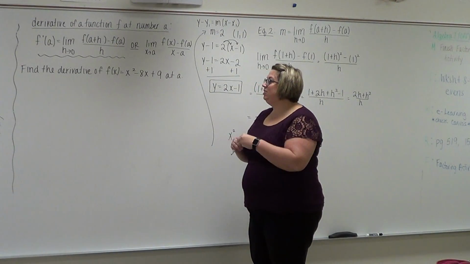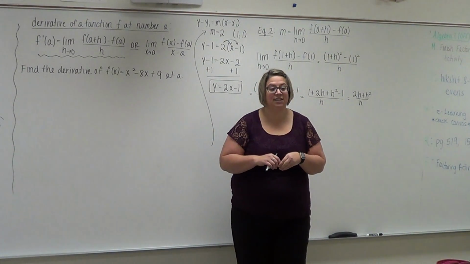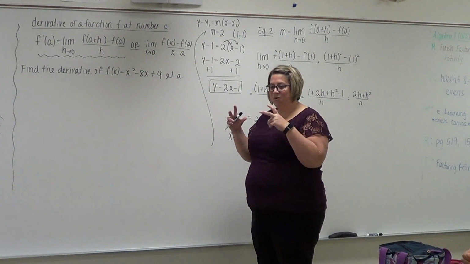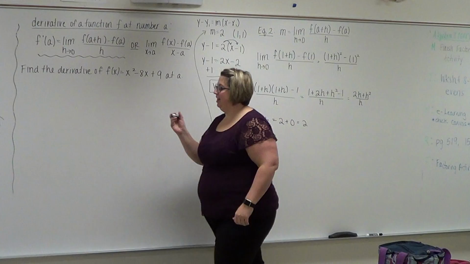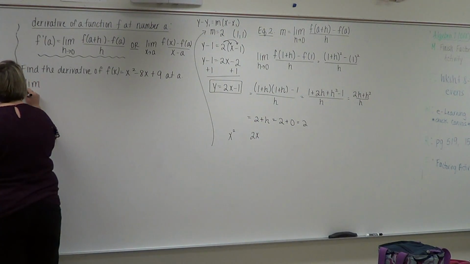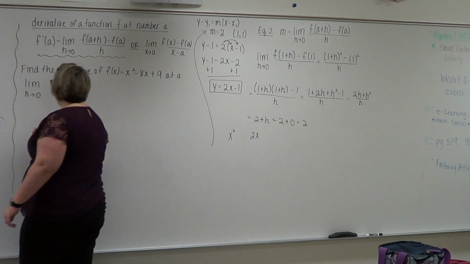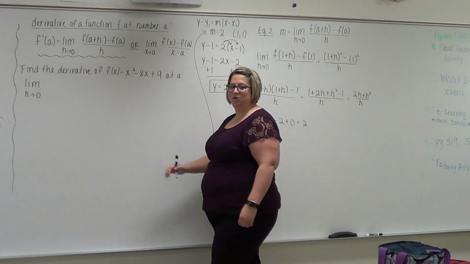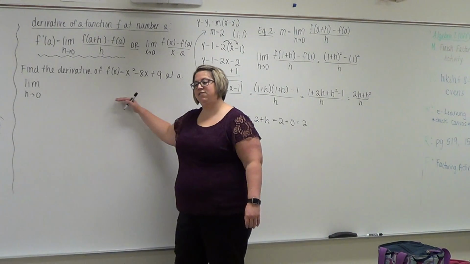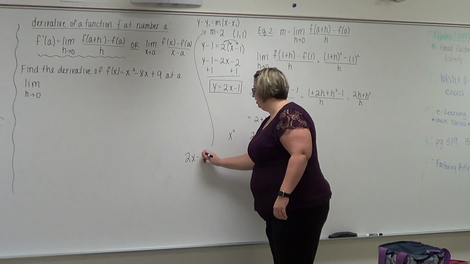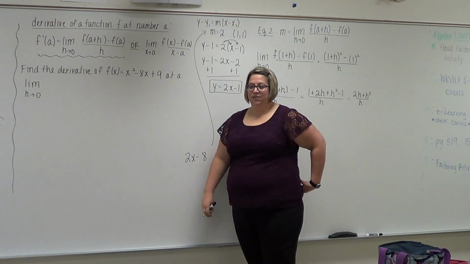Okay, so do you see how you don't have a point? It just says that point at A, so you're not given one. You're going to find the limit as h goes to 0. I'm going to tell you that the limit is 2x minus 8, and that's a derivative. I'm going to tell you this is our answer at the end, and I'm going to show you how you get there.